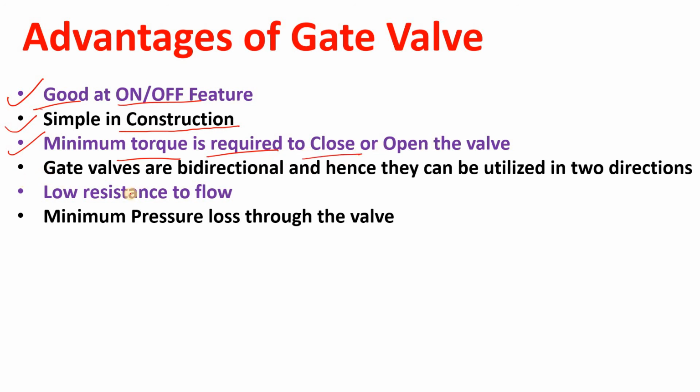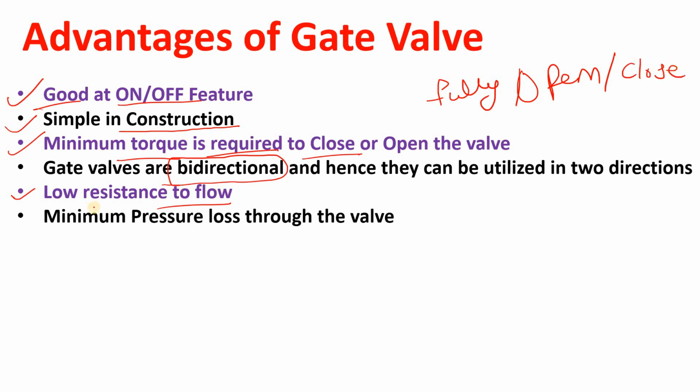Another advantage of gate valves is that they are bidirectional, meaning you can use them in two directions. The fifth advantage of the gate valve is low resistance to flow. Why? Because it is fully open or fully closed, so it does not resist the flowing fluid. So we can say the advantage of the gate valve is low resistance to flow, and lastly, minimum pressure drop or minimum pressure loss through the valve.